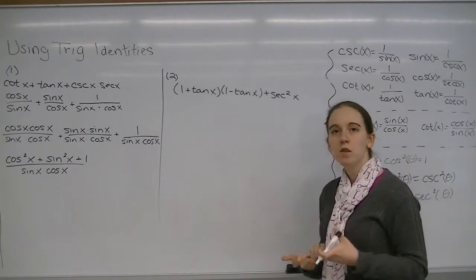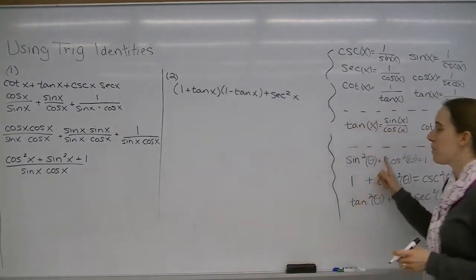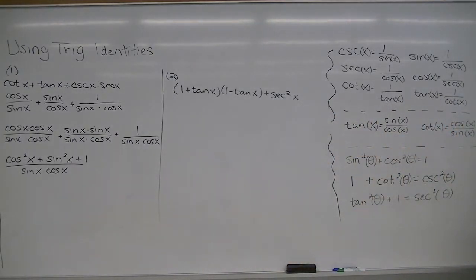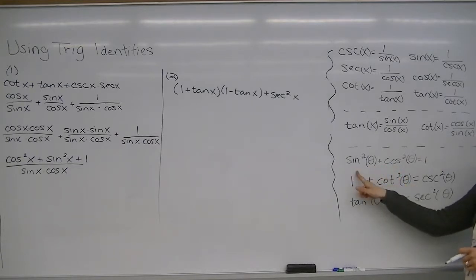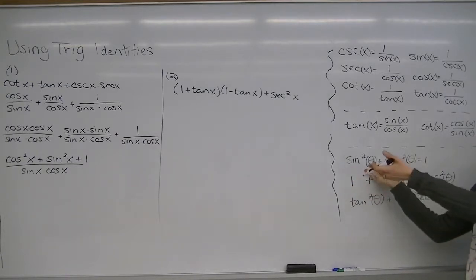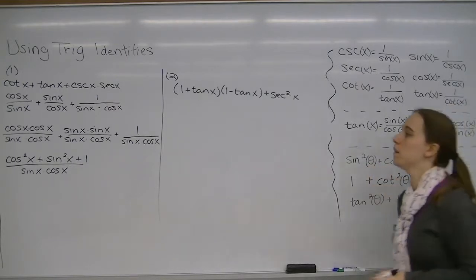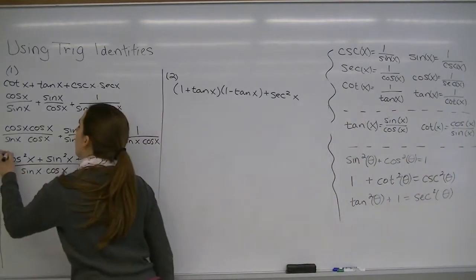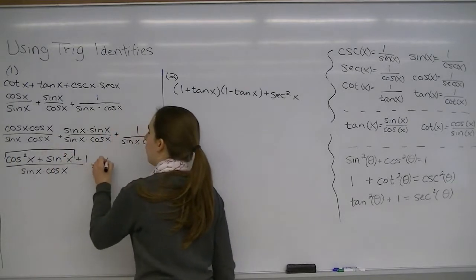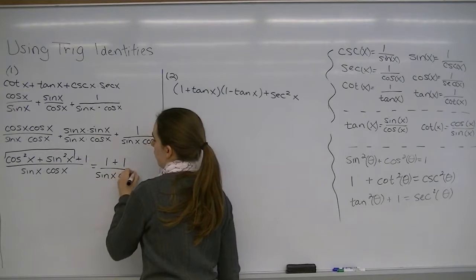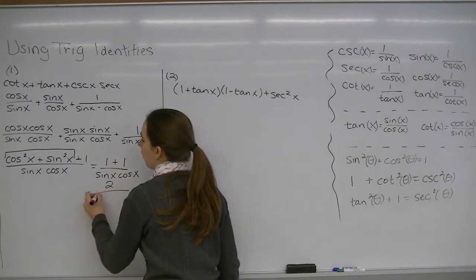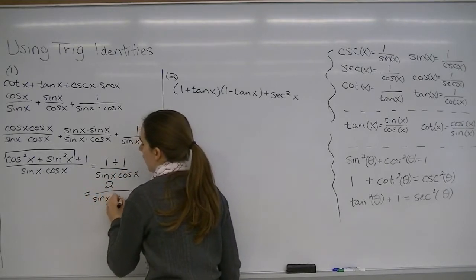Now I have some squares in there, so I might want to look at my Pythagorean identities and think about if there's one that helps. Well, I notice I have a sine squared. I also have a cosine squared. Well, if I add those two, which I am over there, then I get 1. So if I add cosine squared x plus sine squared x, I just get 1, add it to the 1. So I get 2 over sine x times cosine x.